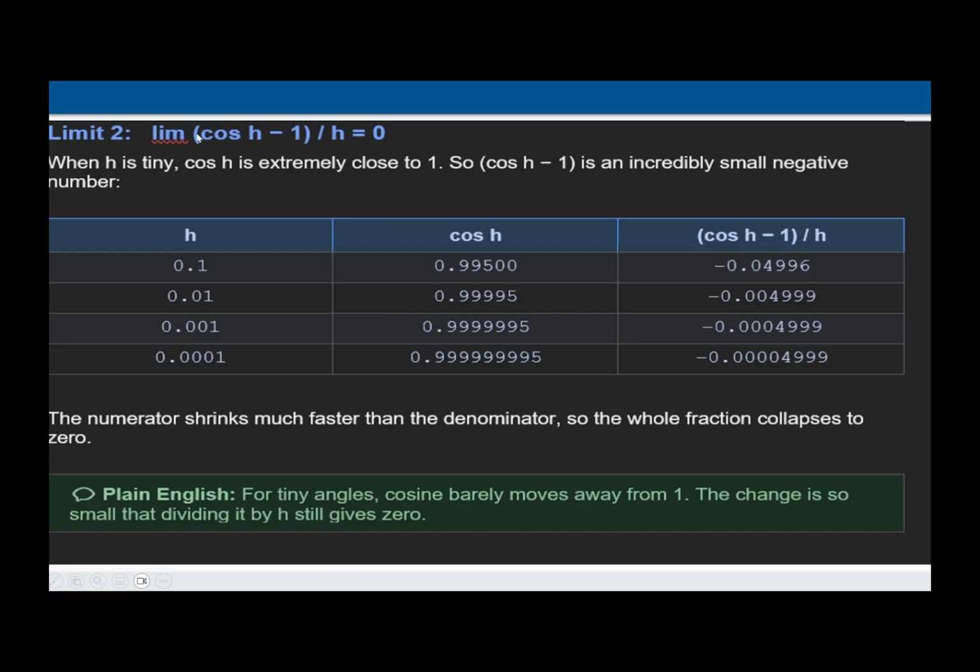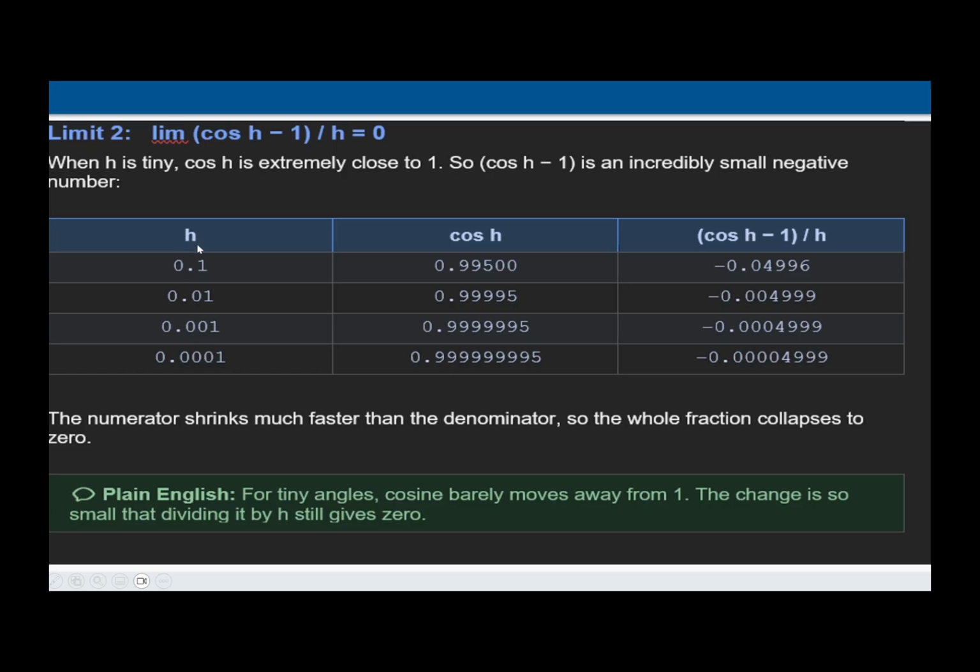When h is tiny, cos h is extremely close to 1. We learned it before: cos 0 equals 1, right? So cos h minus 1 is an incredibly small negative number, because it's nearly 1, and something nearly 1 take away 1 is incredibly small and negative. This will be negative because cos is less than or equal to 1. The maximum is 1, so this one is less than 1.